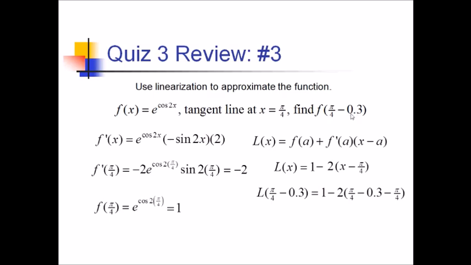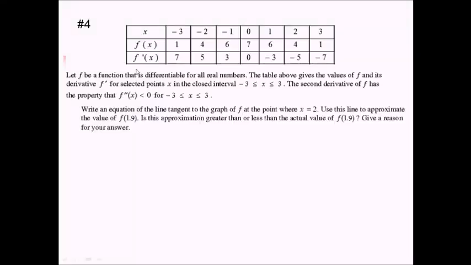So just be careful with how you use your equal signs. All right, so let's see what all this comes out to. The pi over 4s are going to cancel. So we really just have negative 2 times negative 0.3, which is positive 0.6. 1 plus 0.6 is 1.6. So there's our approximation.